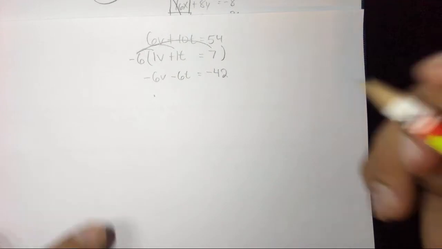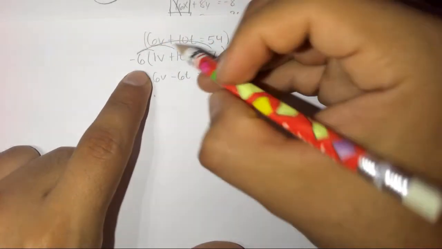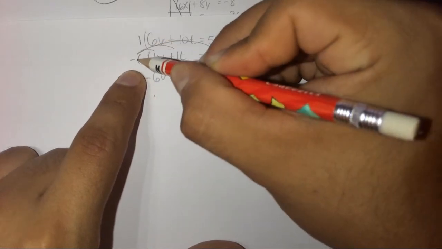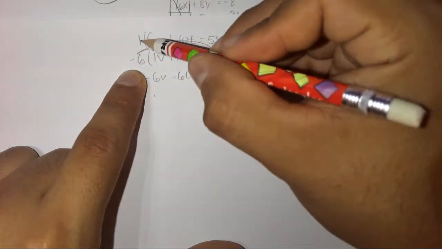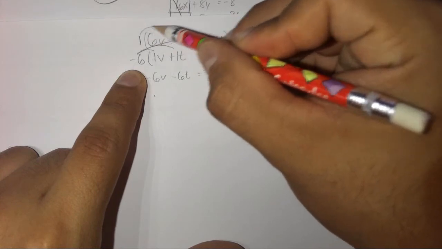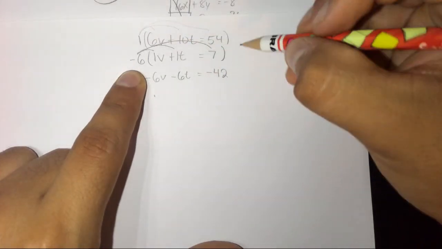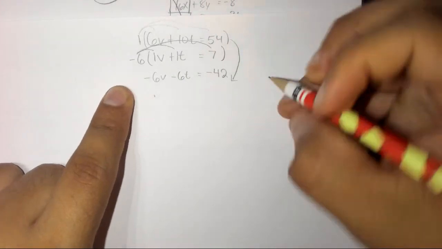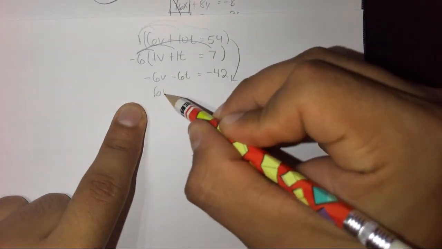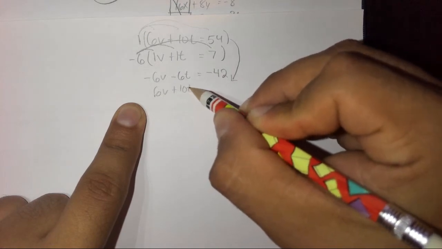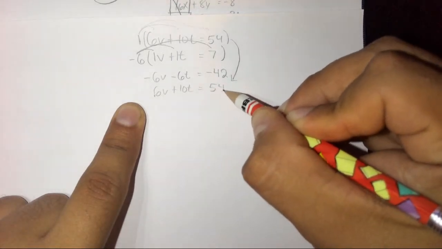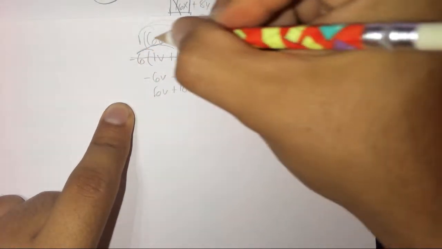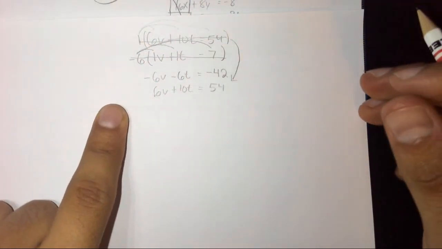Technically what I did is flip-flop my numbers. The 1 goes up here, the 6 comes down here, and I change the sign of the 6, making it a negative 6. But since this is a 1, if I multiply all these by 1, their value doesn't change. So I'm just going to bring this equation down. This is just going to be 6v plus 10t equal to 54. Now it looks like I have 4 equations, so I don't need this one and I don't need that one. I'll put a line through them.